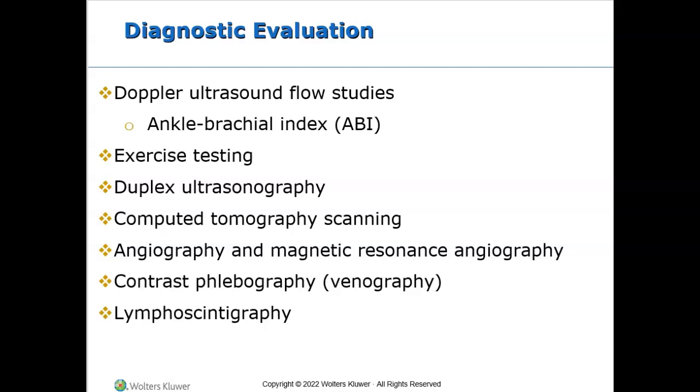Healthcare providers calculate ABI by dividing the blood pressure in an artery of the ankle by the blood pressure of an artery of the arm. This test helps diagnose patients who have PAD, peripheral arterial disease.